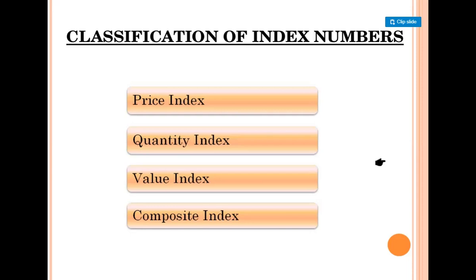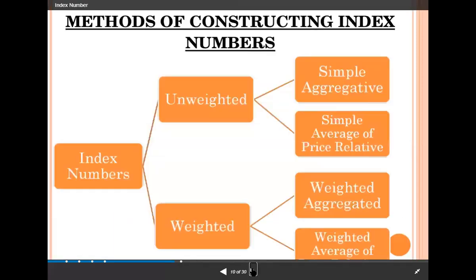So we are using the notation W, and then we are finding only values. Then composite index numbers means, by using price, quantity, and values with different formulas, how to find a composite index number.